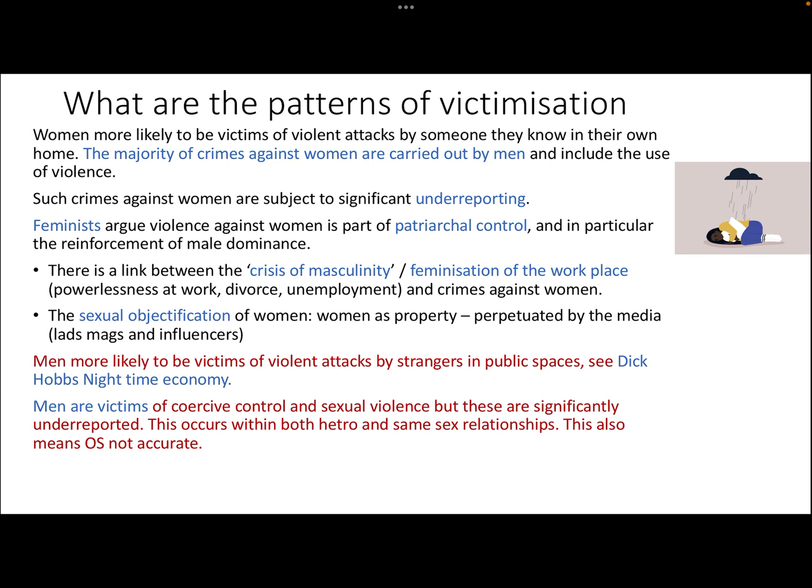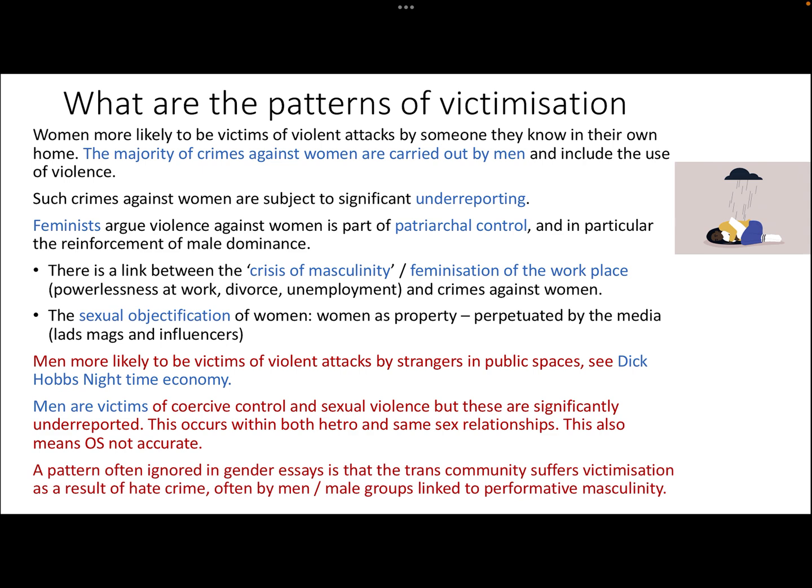Okay, for reasons around masculinity, quite a lot of men are embarrassed to be in a controlling relationship with a partner. Quite a lot of men are embarrassed to be a victim of sexual violence because it doesn't fit in with their masculine identity. So they don't report it. So we can't trust the official statistics on these sort of patterns. It is worth mentioning that men being victims within relationships can occur within both heterosexual and same-sex relationships. Like I personally do know people who have been involved in kind of these quite destructive relationships, men and women. And what this does mean is that the official statistics are just not accurate. Okay, they are not telling us the entire picture.